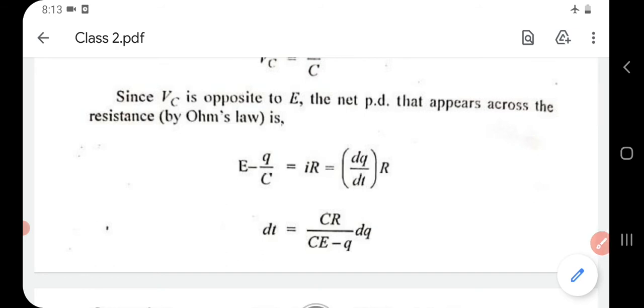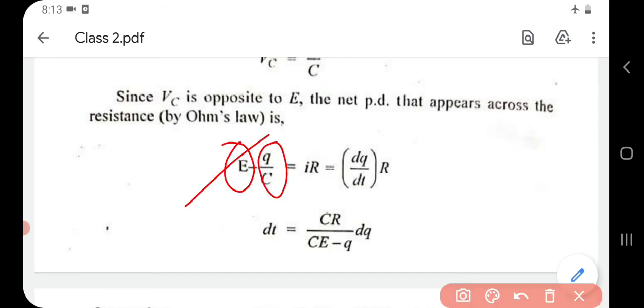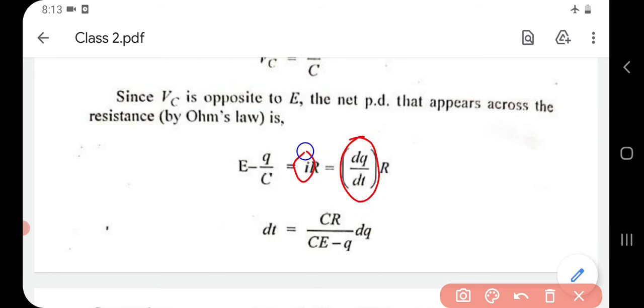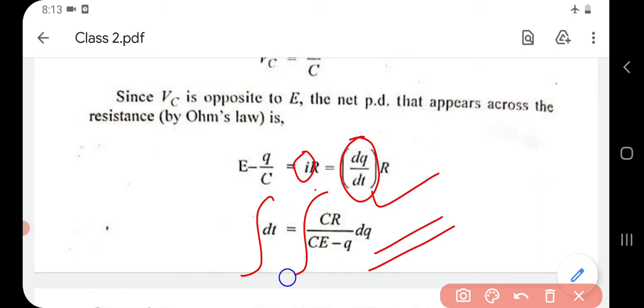Now this I is written in the form dq by dt, because we know that current I is nothing but the rate of change of charge with time. So I equal to dq by dt, and R is kept as such. From here you can find the value of dt. Now you have to get the value of t. For that, what you have to do? You have to integrate this equation.